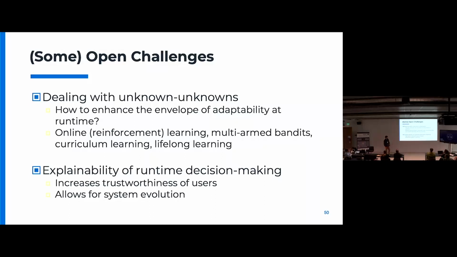Explainability of runtime decision making. That's a huge one because people won't use these systems. If the robot starts doing different things, you need to understand what it's doing. And actually, it was a good example that the robot would tell you what it was doing. I found it very nice. It was a very good idea.